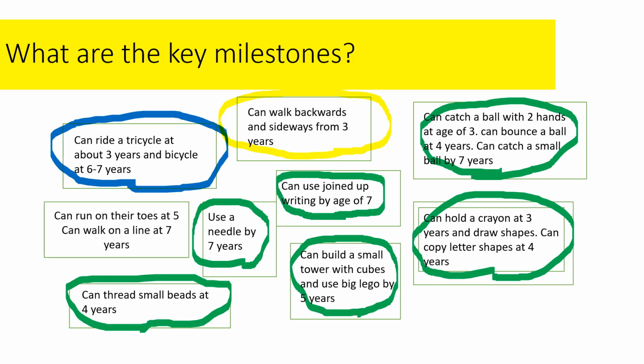This one is both as well, because running on their toes, okay, so being able to go on tiptoes is using your fine muscles. That's actually a fine motor skill. Walking on a line and using that coordination is a gross motor skill. Okay, so that's a bit of both.